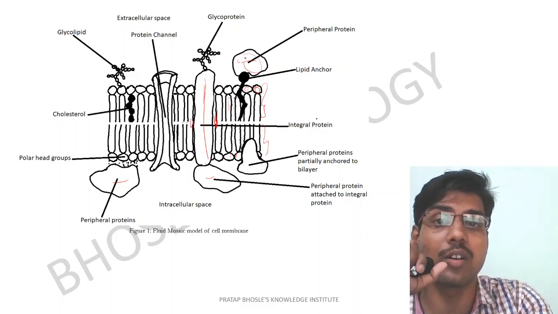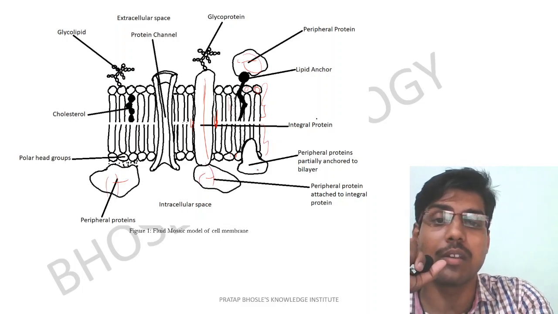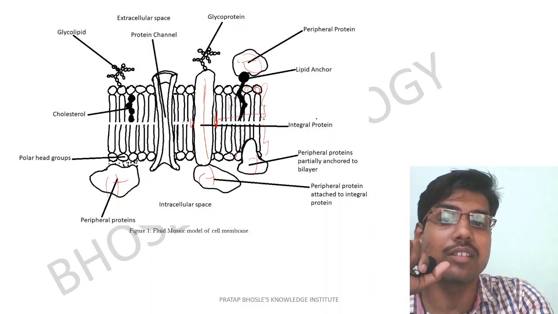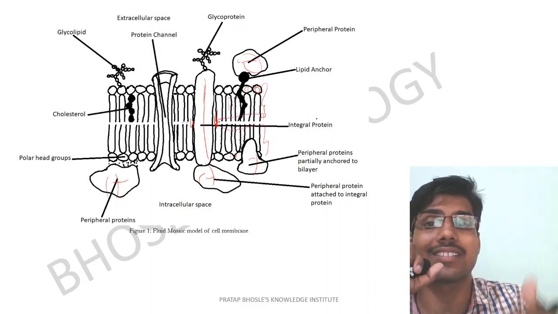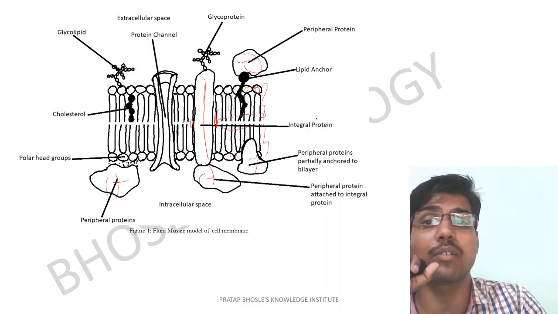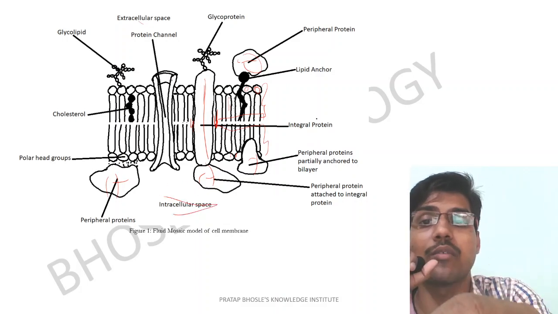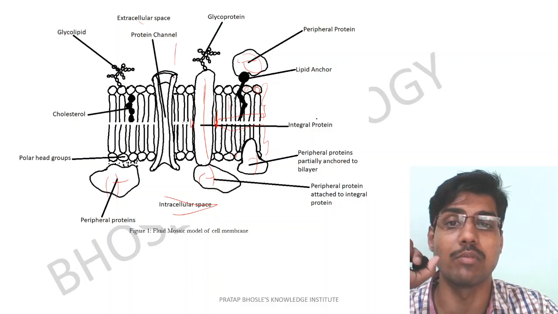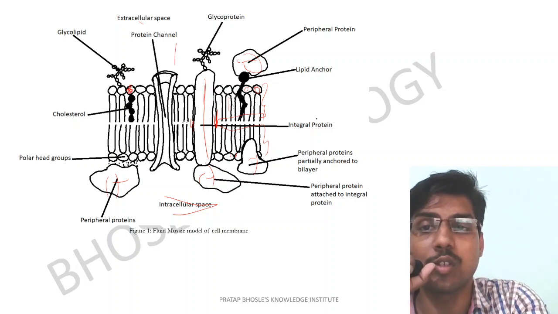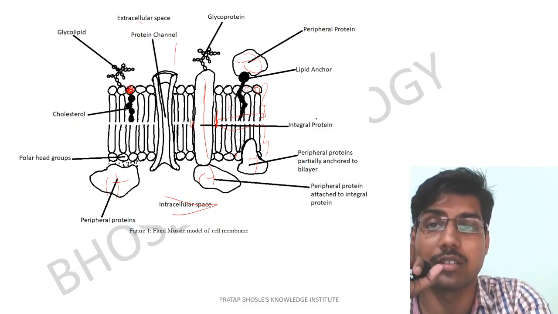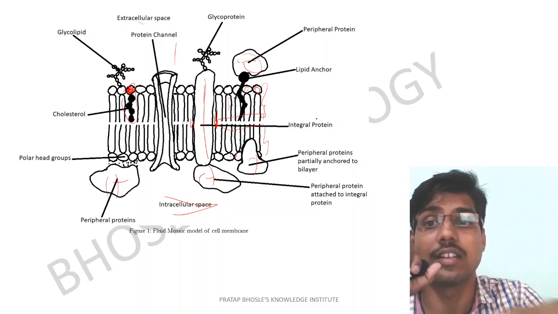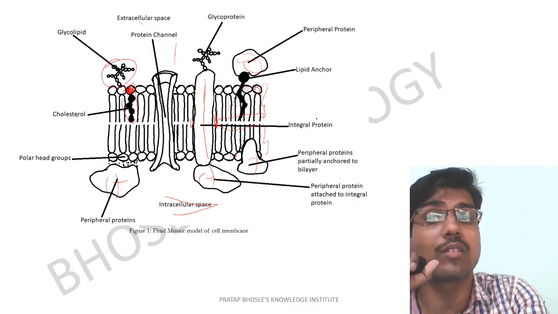And why are these called peripheral? These three are peripheral because they are not in direct contact with this lipid core. They are on the extracellular side, or the intracellular side, but away from this bilayer, so that's why they are peripheral. Along with it, it also has what? Cholesterol, or sterols, inside it. It also has glycolipids. These are what?